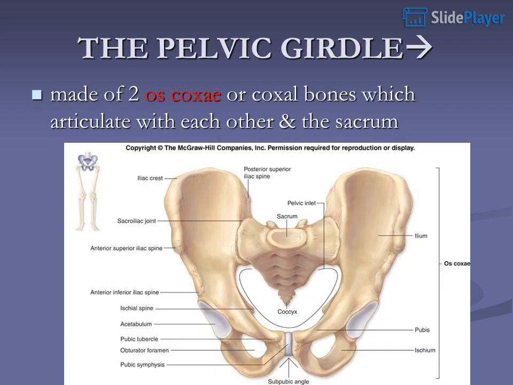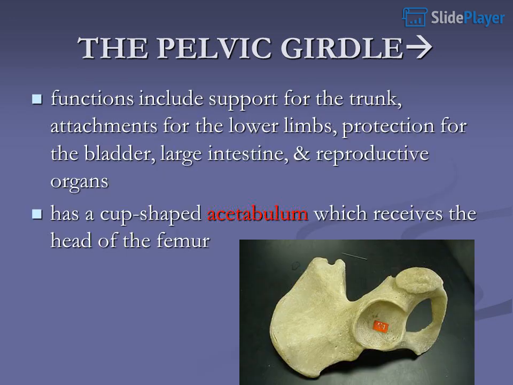The pelvic girdle. Made of 2 os coxae or coxal bones which articulate with each other and the sacrum. Functions include support for the trunk, attachments for the lower limbs, protection for the bladder, large intestine, and reproductive organs. Has a cup-shaped acetabulum which receives the head of the femur.